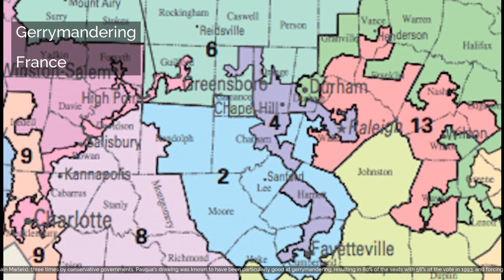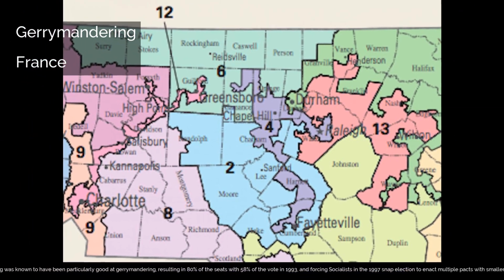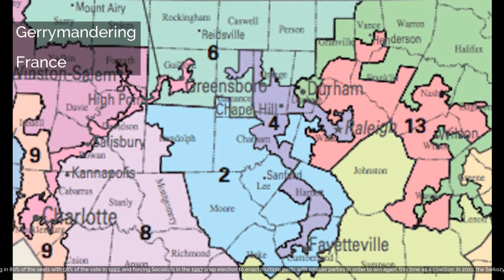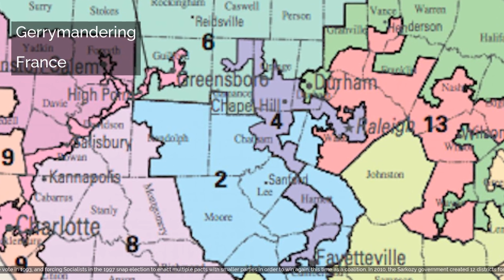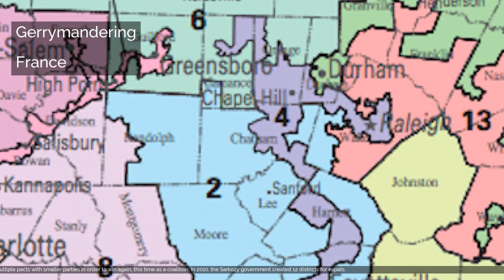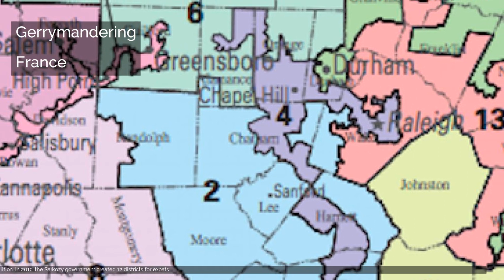Pasqua's drawing was known to have been particularly good at gerrymandering, resulting in 80% of the seats with 58% of the vote in 1993. And forcing socialists in the 1997 snap election to enact multiple pacts with smaller parties in order to win again, this time as a coalition. In 2010, the Sarkozy government created 12 districts for expats.